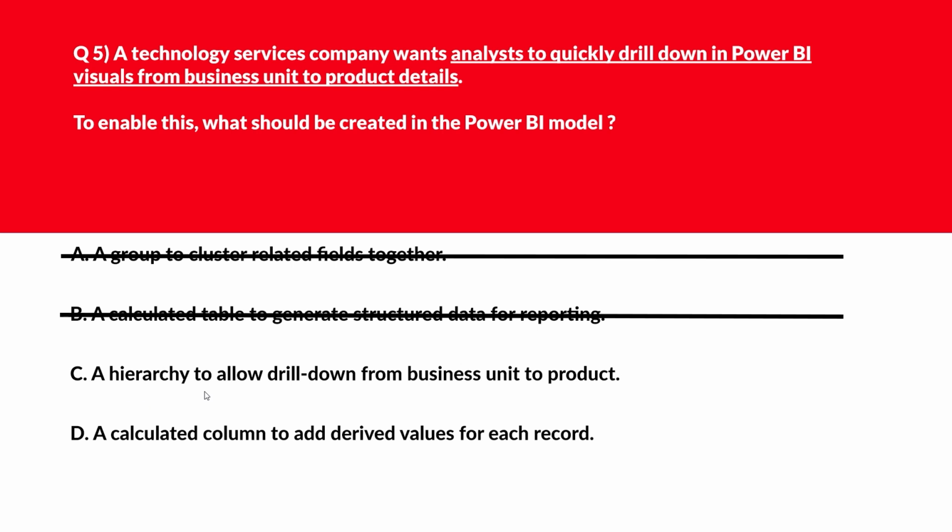Option C sees a hierarchy to allow drill down from business unit to product. Hierarchy supports drill down paths, letting analyst move from business unit to product seamlessly. We'll keep it. Option D, calculated column adds new values but doesn't provide drill down functionality. We'll eliminate it. Option C is the right answer.